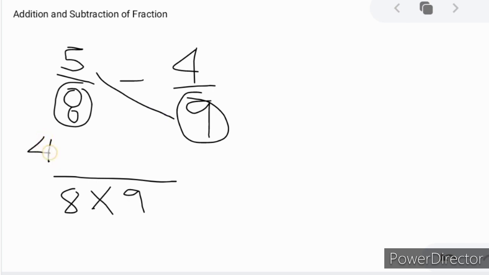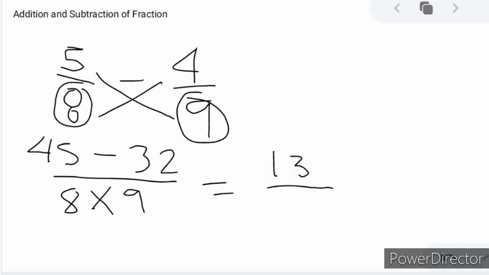And like what we did, we just simply cross multiply. 5 times 9 is equal to 45 minus 8 times 4, which is 32. Therefore, our answer is 13 over 72. And it is the final answer.